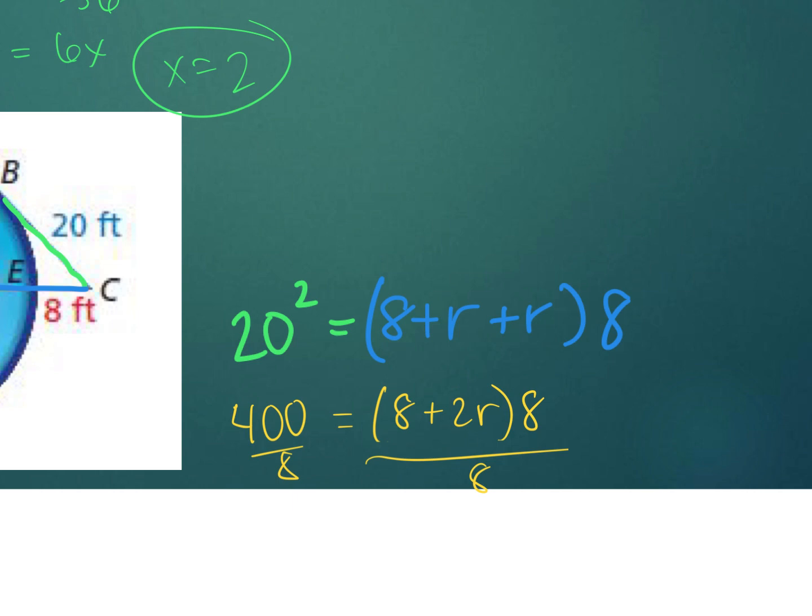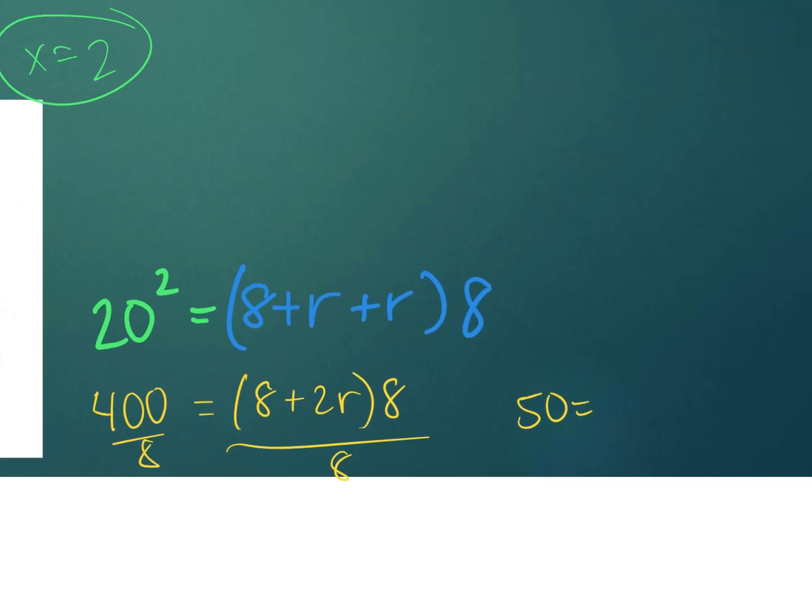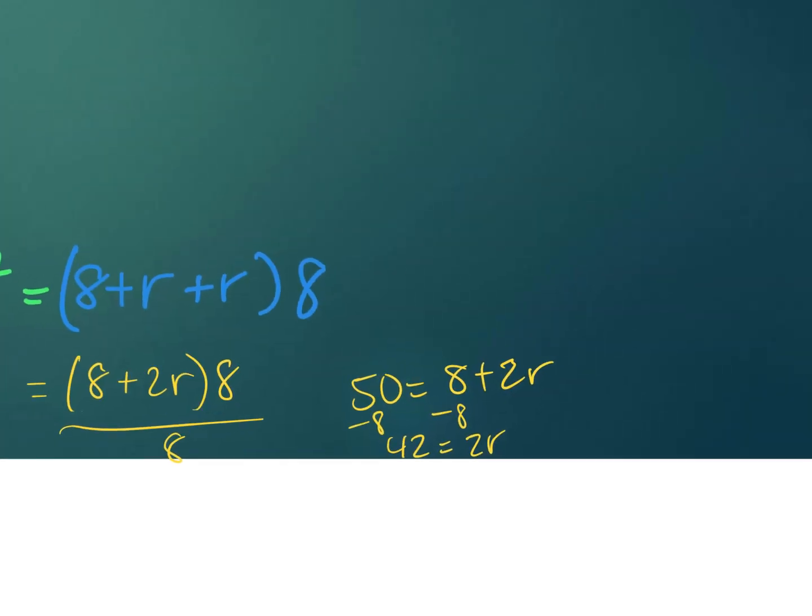So if we divide both sides by 8, don't make fun of me, I don't know what 400 divided by 8 is. Is it 5? 50? Yes, it's 50. So 50 equals 8 plus 2r. Subtract 8 from both sides. You get 42 equals 2r. Divide by 2. R equals 21. Blackjack.